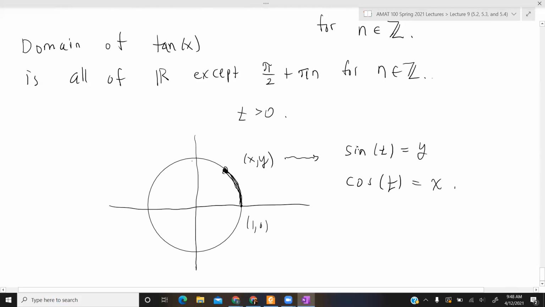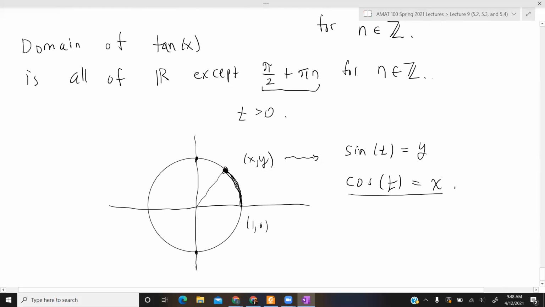And suppose I gave you a t value that's not of this form, in other words, t doesn't land you here or here. You avoid those points. Otherwise, cosine of t would be 0, and the tangent wouldn't be defined. So we land on any one of the points on the circle except this point and this point. But for simplicity, we'll say we land in the first quadrant here.